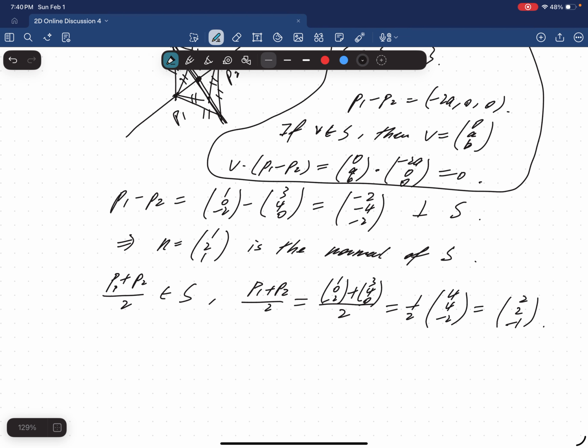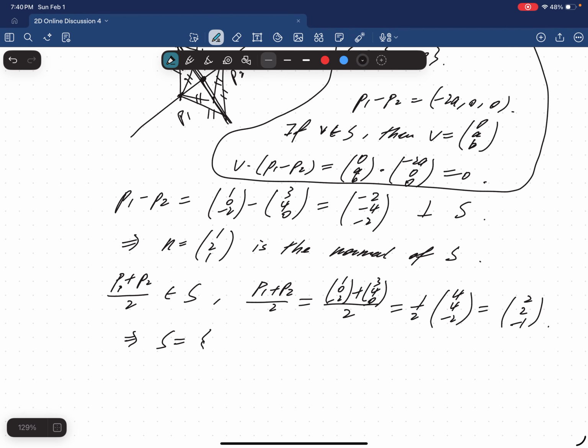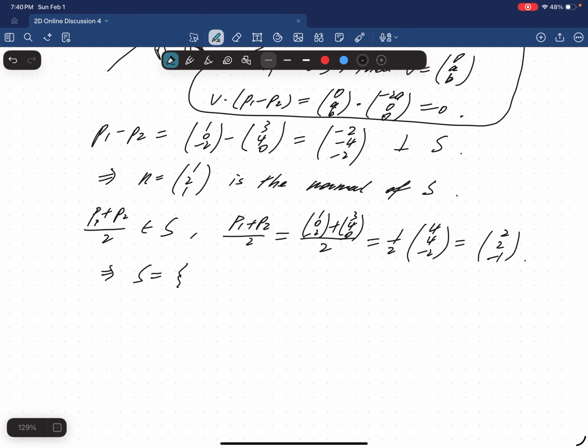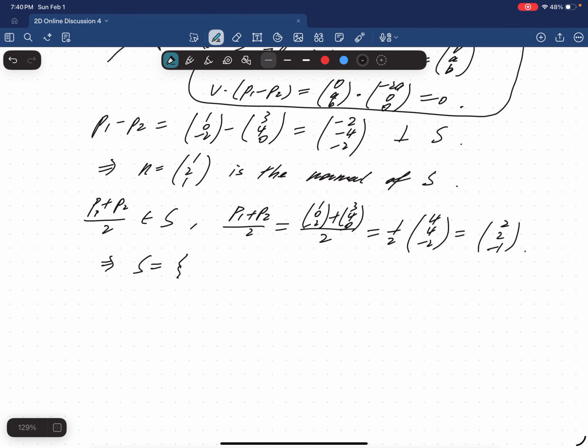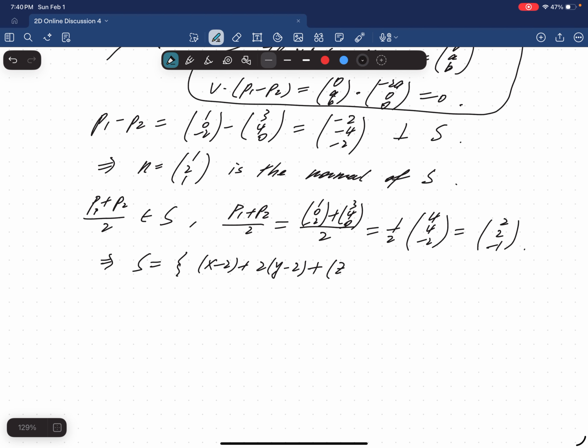Great. And so my S is just given by the equation 1 times (x minus 2) plus 2 times (y minus 2) plus 1 times (z minus -1), which is z plus 1, equals 0. And this is my answer.